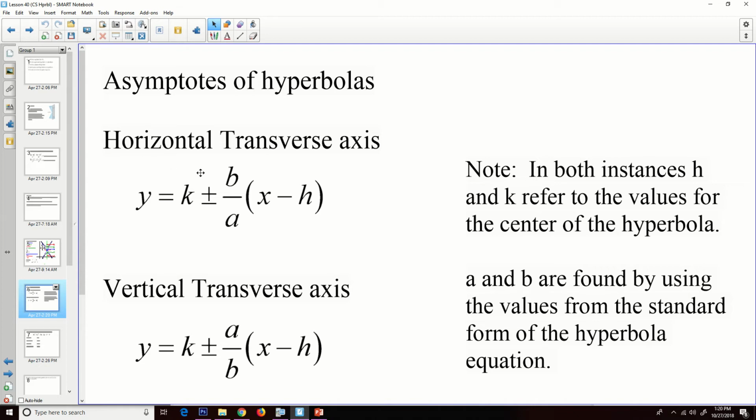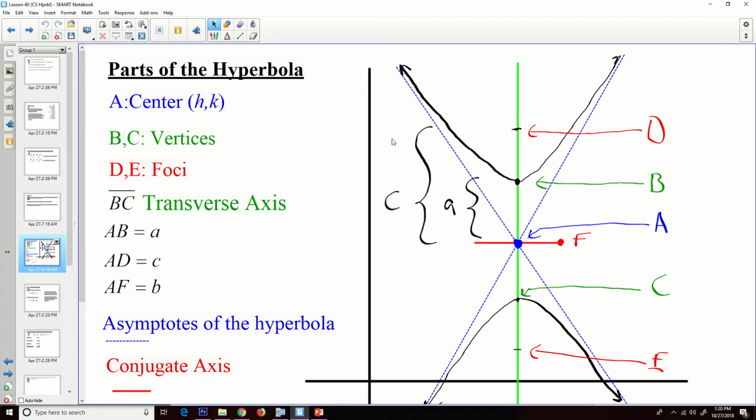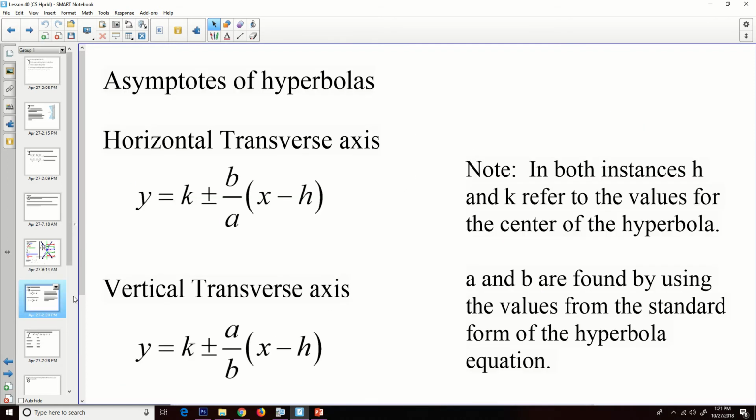And these equations for the asymptotes end up being these dotted lines. And again, the asymptotes are what the graphs tend to look like at extreme values. So if you were to graph one of these hyperbolas on a graphing calculator and zoomed out, it wouldn't take very long before it started to just look like these two dotted blue lines. And again, for a vertical transverse axis, everything is the same except it's a over b.